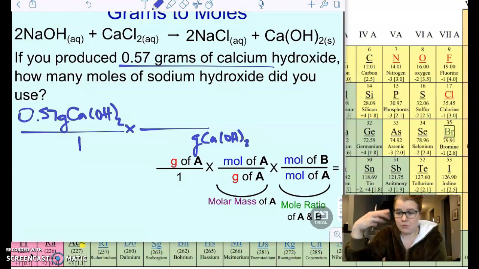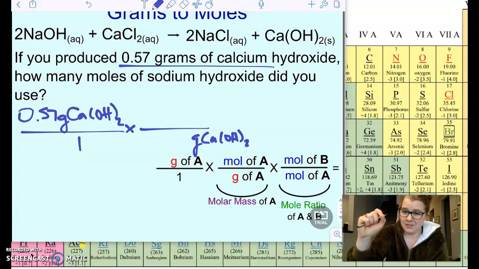Remember, I taught you 3 conversions, but really we're only using 2. Molar mass, which is going to go from grams to moles, and mole ratio, which is going to go from moles to moles. When you're doing grams to moles, it's got to be the same compound, because all those values on the periodic table are telling you how many grams are in 1 mole of that particular substance. And then mole ratio is where you can use the coefficients in the equation to go from one compound to the next.